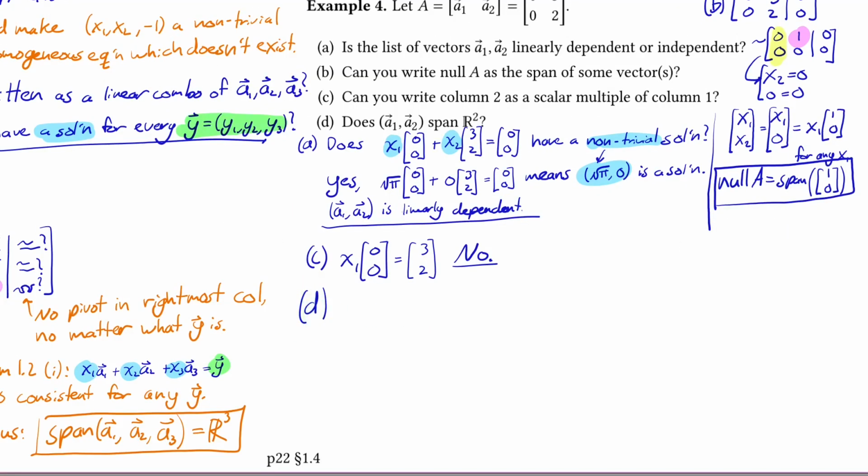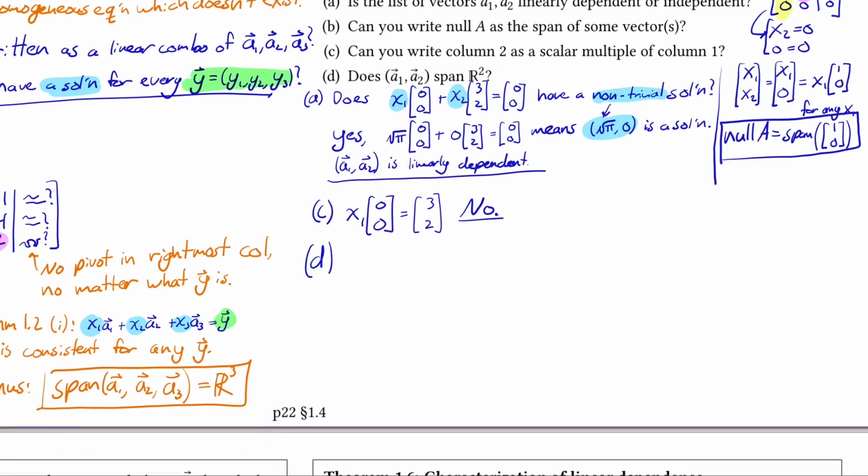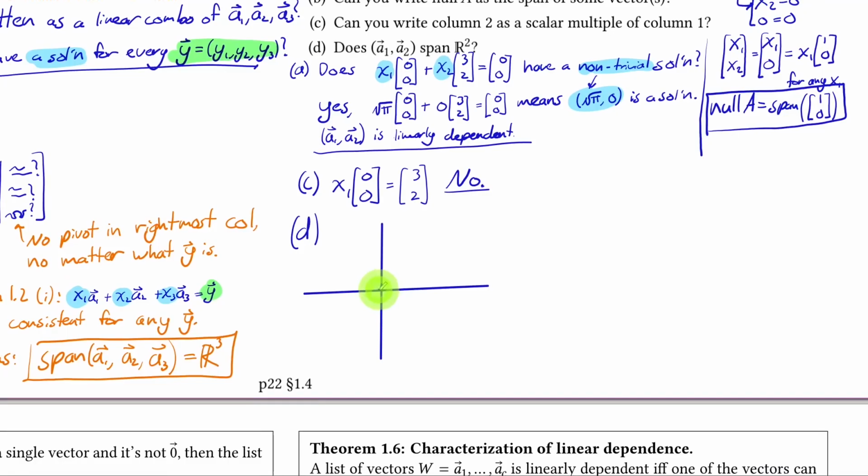Does the list A1, A2 span R2? Well, is every vector in R2 in the span? This is in R2, so it's not too hard to just draw the span of these. So here's the A1 vector right at the origin. A2 is 3, 2. It's out here.